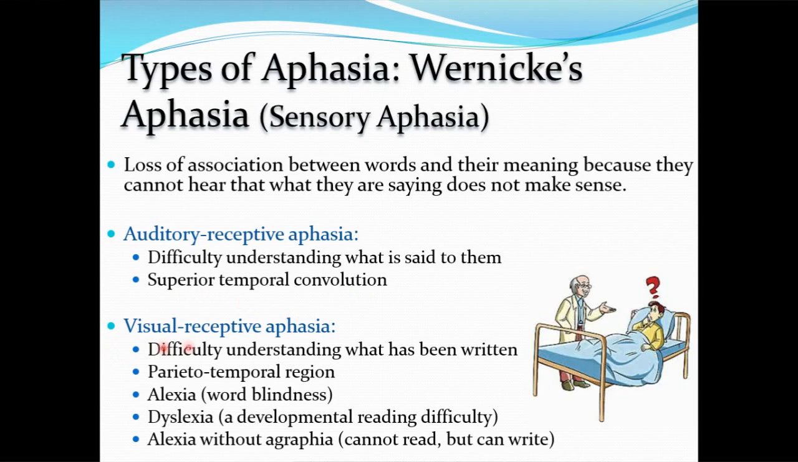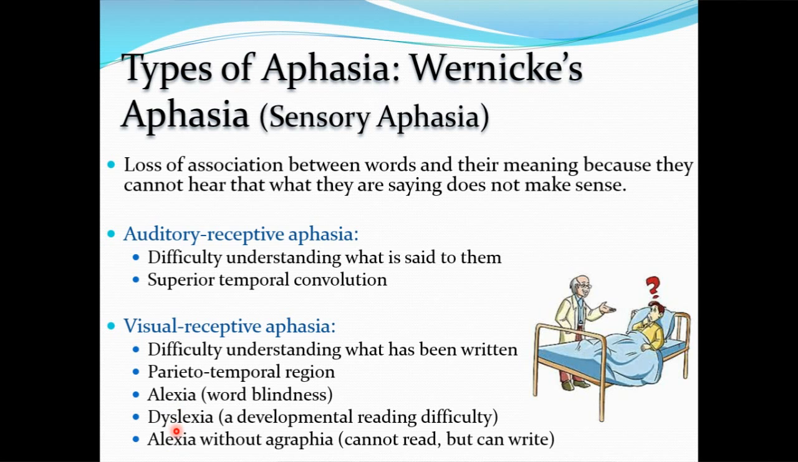You also get a visual receptive aphasia, which is difficulty understanding what is written, and the damage there is normally in the parieto-temporal region. Alexia is word blindness. A, remember, means not. Lexia means reading. So if you cannot read, we call it alexia. They cannot see the words. You might recognize individual letters and say this is an A, this is a D, but you can't put them together and recognize a word.